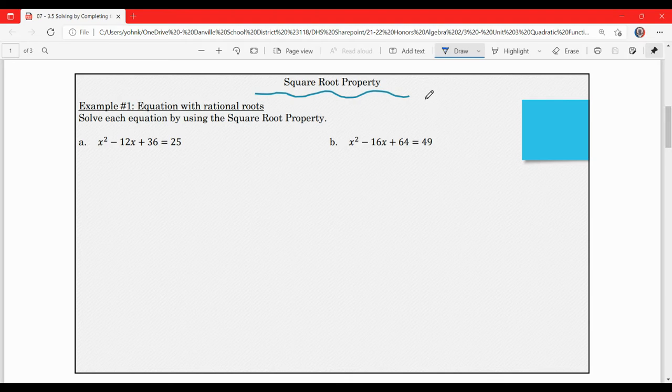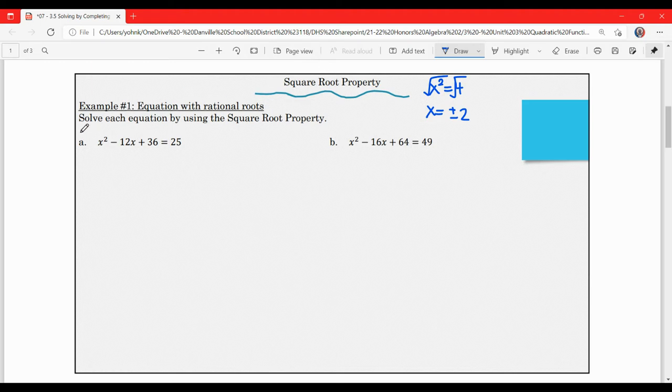So think about way back in the beginning, if you had something like x squared equals 4, you could solve this equation for x by square rooting both sides. And when you square root 4, you get not only 2, but you also get negative 2 because 2 times 2 is 4 and negative 2 times negative 2 is 4. The reason why you can square root both sides is because of the square root property. So let's see how we can use that to solve quadratics.